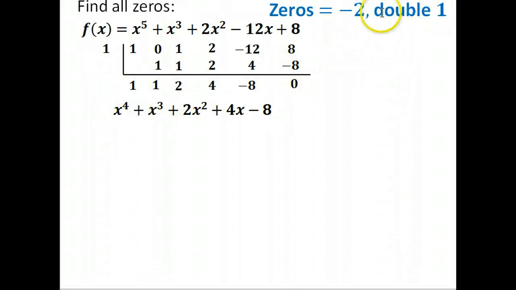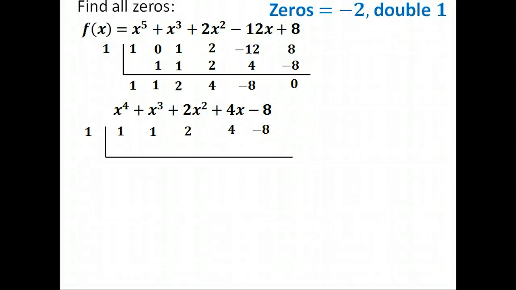Now I knew that I had a double 1, so I'm going to go ahead and do another synthetic division with a 1. Okay, and I'm going to set it all up, and I take all the coefficients of each one of these, what I'm left with, to do my second synthetic division. Now I'm going to speed it up just a little bit to save time. So I do all the synthetic division all the way across here, and I end up with this as my answer.